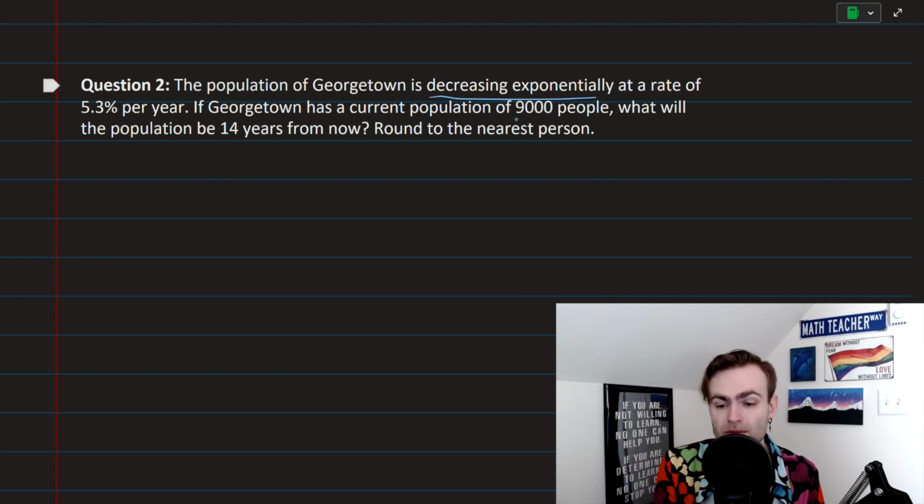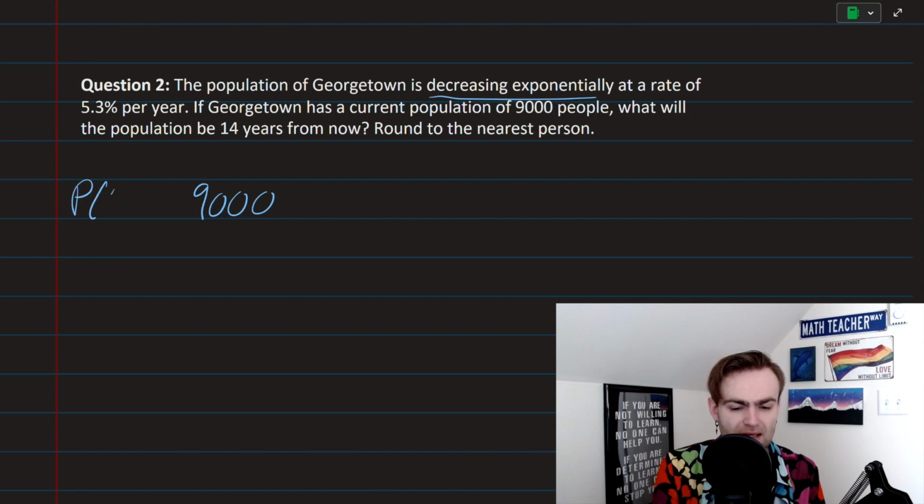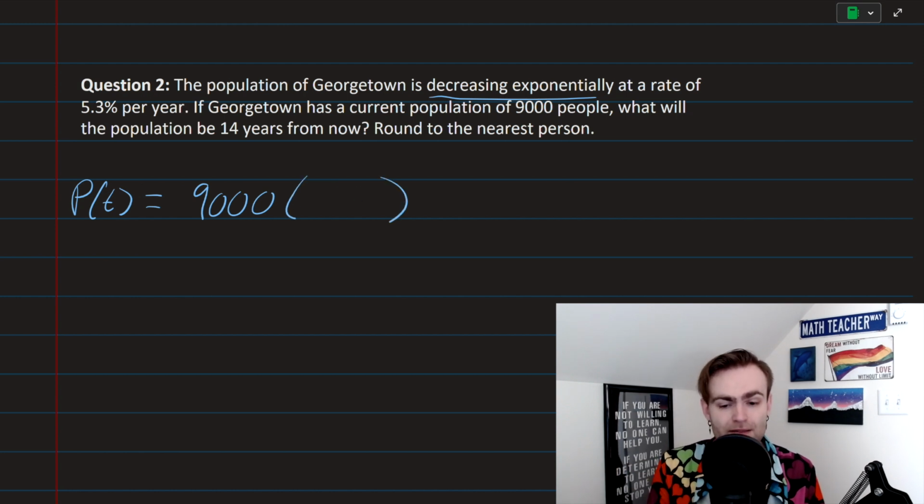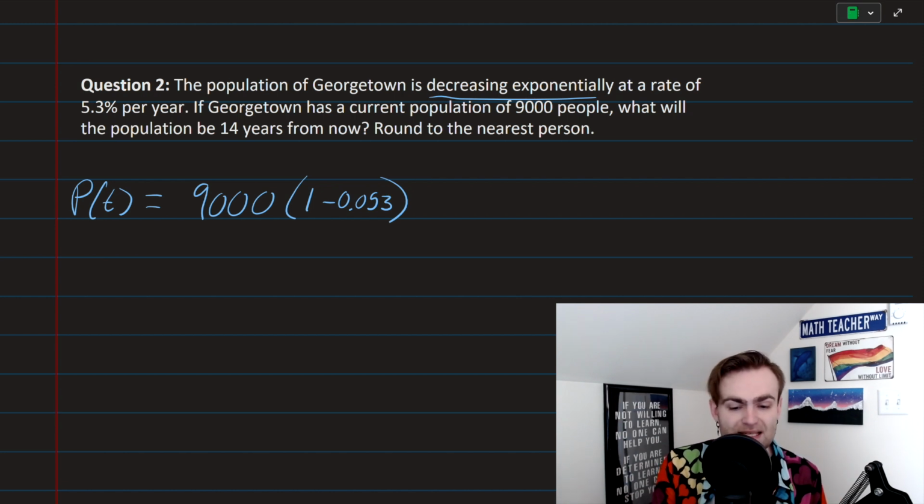First things first, current population, that is our initial amount. We have this 9,000. And since we're dealing with population in terms of time, let's use a P of t. So 9,000, we are decaying, so we're doing 1 minus our rate, which would be 0.053, to the power of t. And we want to figure this for 14. So we are going to replace this t here with 14.